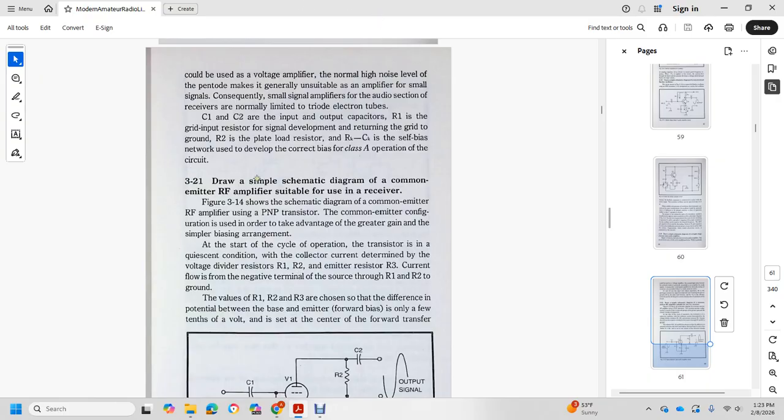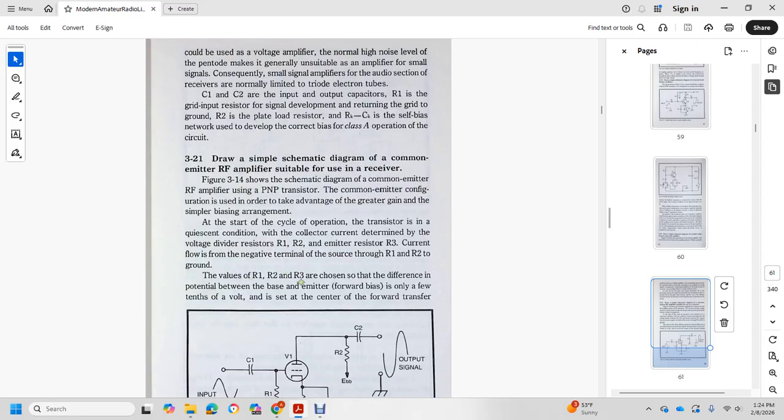Draw the simple schematic diagram of the common emitter radio frequency amplifier suitable for the receiver, figure 1-3-14. Show the schematic diagram of the common emitter radio frequency amplifier, positive-negative transistor in common emitter configuration in order to take advantage of the greater gain. Biasing arrangement of the start of the cycle operation: transistor quiescent condition, electric current determined with the voltage divider resistor 1 and 2 with the emitter resistor 3. Current flows with the negative terminal, with resistor 1, 2 to ground. The values of resistors 1, 2 and 3 are such that the difference of potential between the base and the emitter is forward by only a few tenths of a volt.